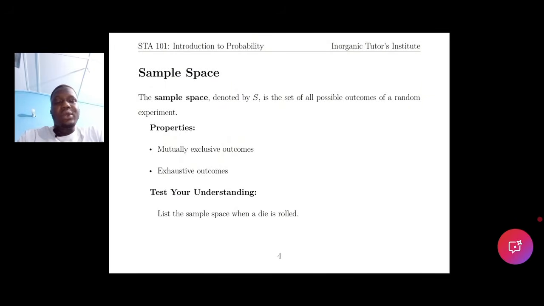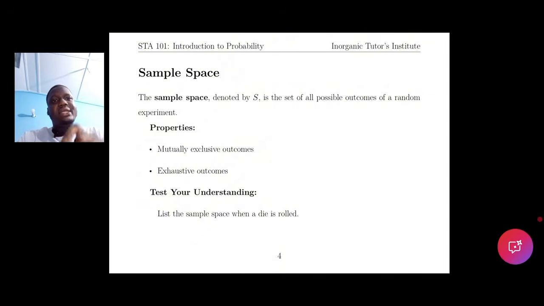So when you have the rolling of a die and the sample space is 1, 2, 3, 4, 5, 6, we are saying that 1 and 2 are mutually exclusive, because if you roll a die and you get 1, there's no way 2 will also show. It's not possible. If you roll a die and you get 3, there's no way 5 will show. So when one occurs, the other one does not. That's what we term mutually exclusive outcomes.